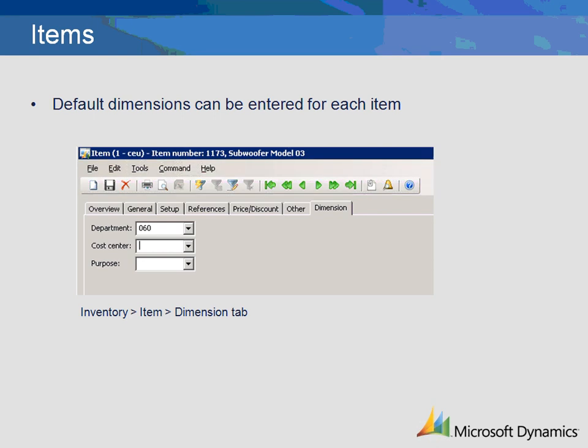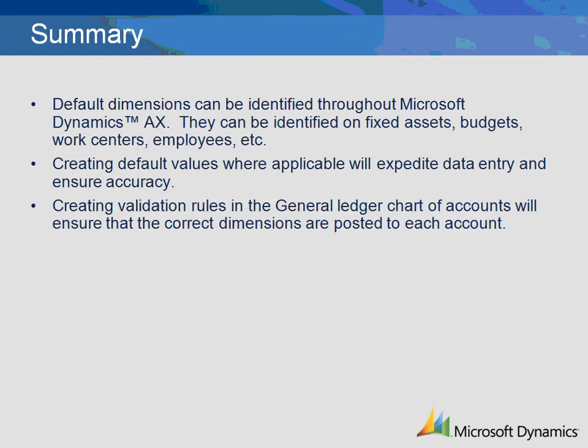Default dimensions can also be entered for each item. The financial dimensions will default into transactions buying, selling, or producing the inventory item. Inventory items also have inventory dimensions. These are completely independent of the financial dimensions. Default dimensions can be identified throughout Microsoft Dynamics AX. They can be identified on fixed assets, budgets, work centers, employees, etc. Creating default values where applicable will expedite data entry and ensure accuracy. Creating validation rules in the General Ledger Chart of Accounts will ensure that the correct dimensions are posted to each account.